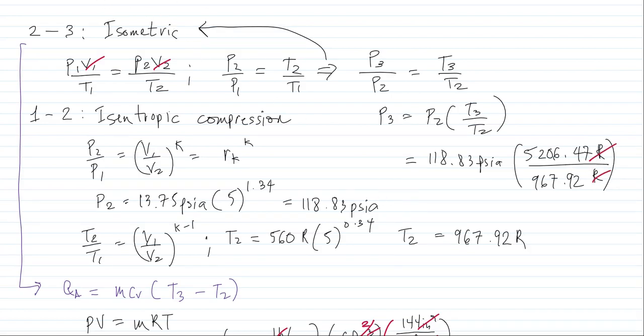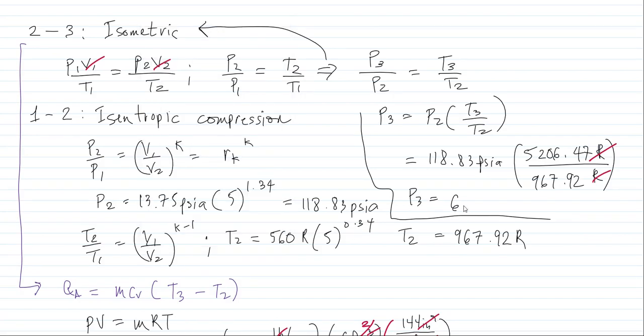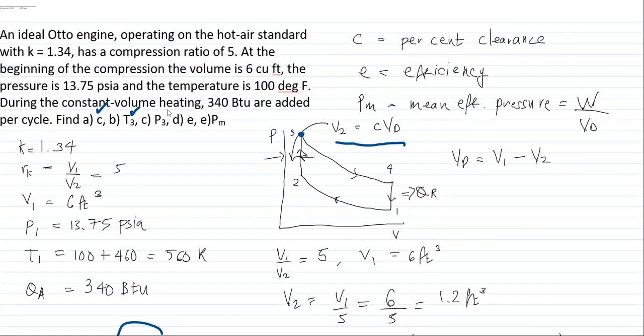Cancel. And P3 will be equal to, let's divide this by 967.92 and multiply it by 118.83. So we have 639.19 psia. Okay? So, check. Then we go with efficiency.